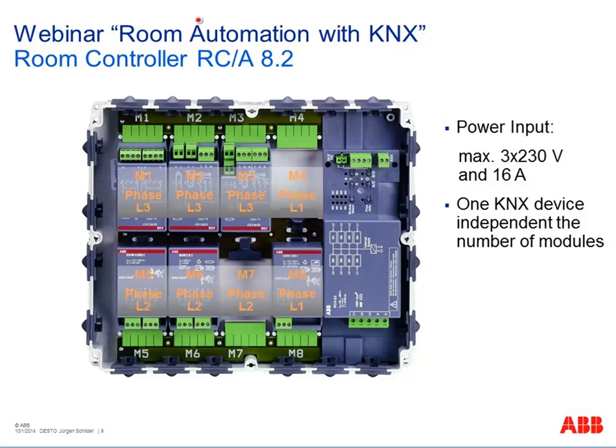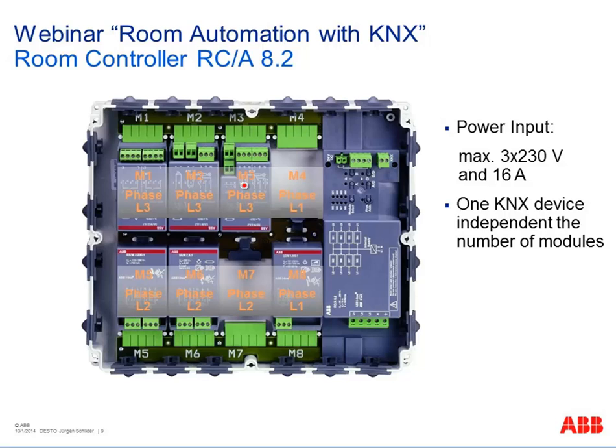Looking into the device, you see here on the right side, in principle the bus coupler, where you connect your KNX, KNX connection, but we have also here power input. For the 8-fold, it's a 3-phase input, with each phase up to 16 ampere current. What does it mean? The power input is not only for the device itself, but also for the loads connected here at these actuator modules mainly.